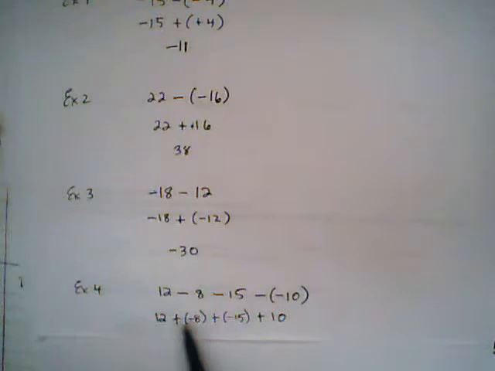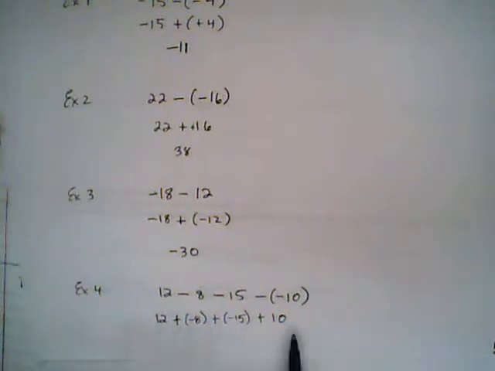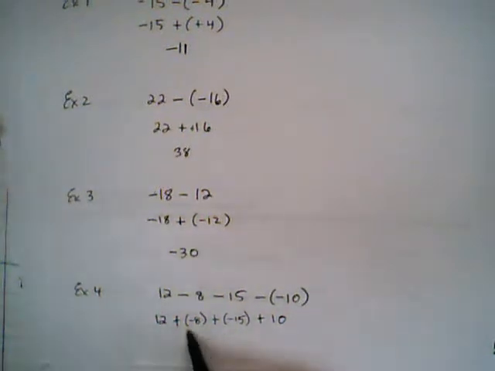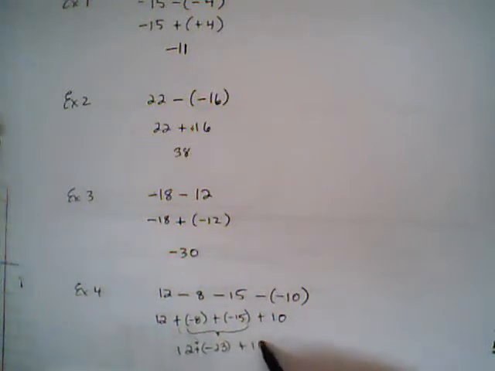So now we have an addition problem, and 4 numbers are to be added. Typically I will add the numbers that have the same signs because those are simpler. Negative 8 and negative 15 becomes a negative 23. Same signs, addition leaves that same sign. And we have a 12 plus a negative 23, plus a 10.